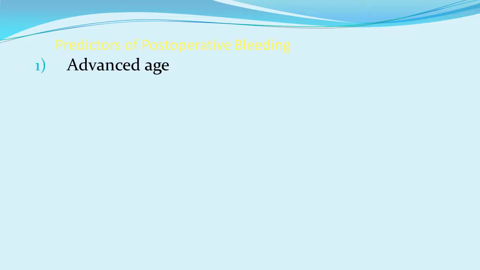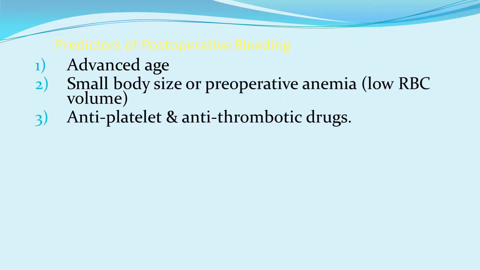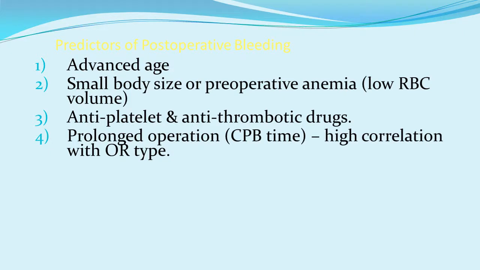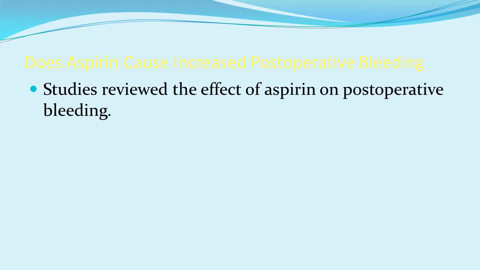The predictors of postoperative bleeding are advancing age, small body size, preoperative anemia, antiplatelet and antithrombotic drugs, prolonged operation, high complexity of operation type, emergency operation, and other comorbidities like CHF, COPD, hypertension, PVD, etc.